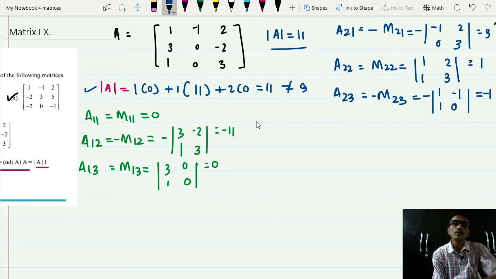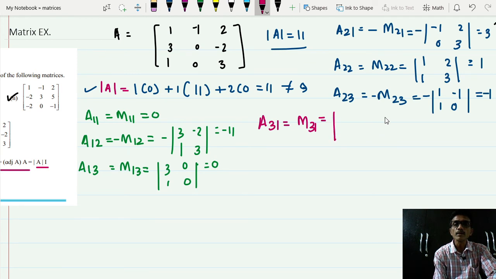Then A31. A31 is equal to what? M31, because 3 plus 1 is even. Determinant of the elements, third row and first column. You have to leave this third row and this first column: minus 1 0, 2 minus 2 will come. According to the expansion, this will be 2.